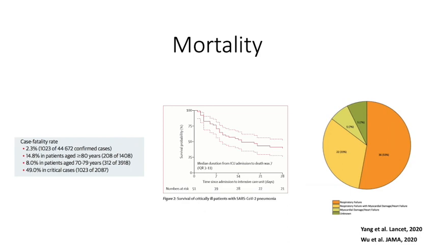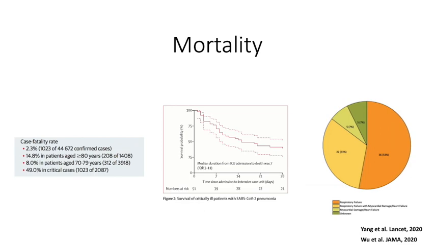And based on a recent report, the case fatality rate of SARS-CoV-2 in Chinese individuals infected was around 2.3%. This is higher with comorbidities and in patients with higher age. Interestingly, around 50% of patients who were admitted to the ICU died. This is also shown in this Kaplan-Meier curve, highlighting the high mortality of severe COVID-19, especially in patients in the ICU.